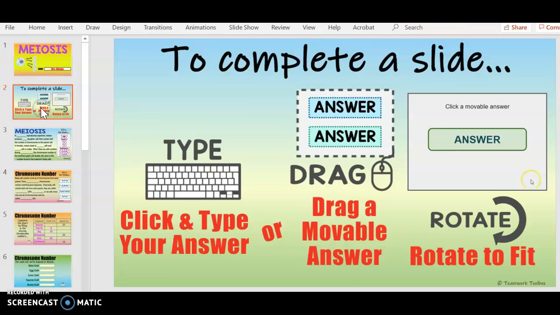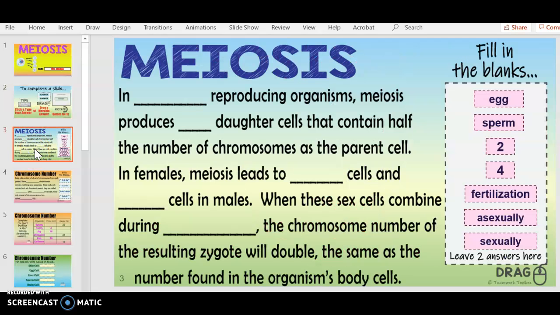The second slide is just instructions, which we shouldn't need. All right, and then we're going to get into what exactly is happening in meiosis. Now where mitosis is the production of body cells, meiosis is the production of your sex cells. So in blank reproducing organisms, well, this is going to be either asexually, which means no sex, and by no sex I mean there's no egg and sperm combining DNA, okay? Or sexually reproducing organisms. So meiosis is sexy, so it is sexually reproducing organisms.